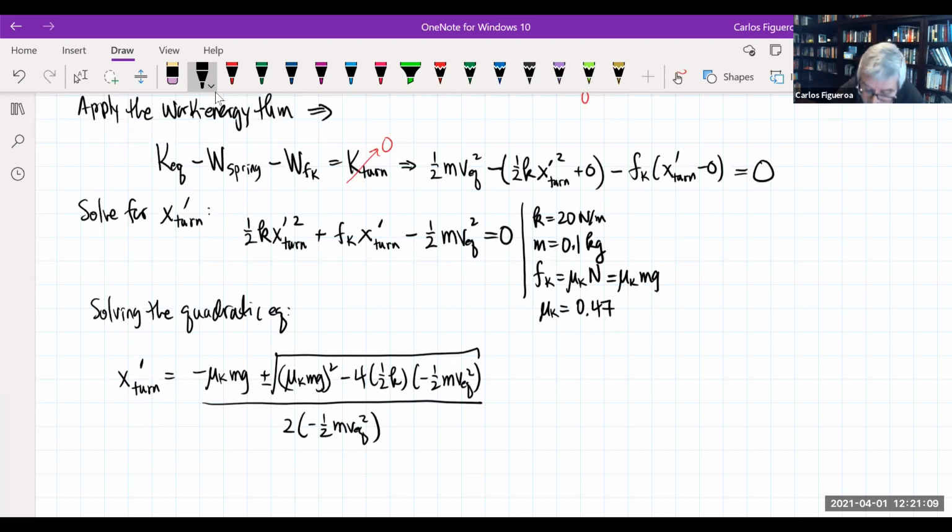So if you punch these things in here, what does this really mean? Well, I'm going to get two numbers. I'm going to get 0.086 meters, and then I'm going to get minus 0.132 meters. Well, clearly you can't have a negative value, but there is some reason. Just to be real clear, this is physically impossible.